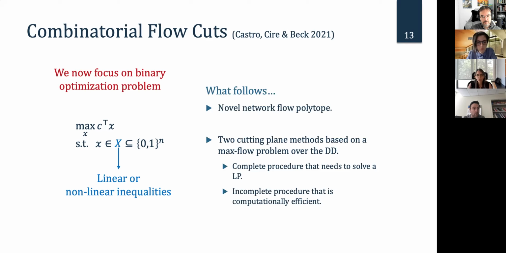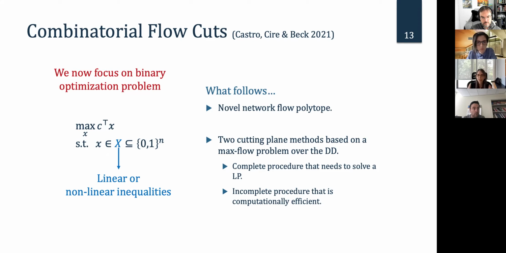And in what follows, what we're going to show you is first a novel network flow polytope. So this network flow model that we had before, we're going to change it a little bit for this binary case. And we propose two different ways to generate cuts using this new network flow model. One procedure is complete. You can remove any fractional point that you want, but again, you have to solve an LP.